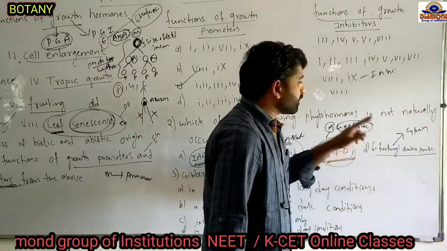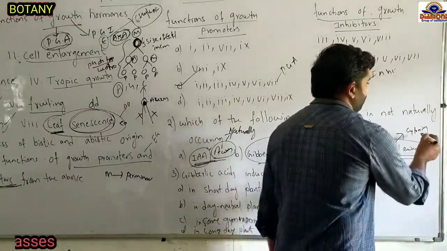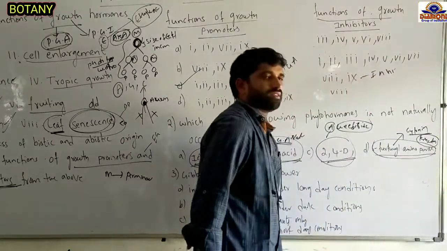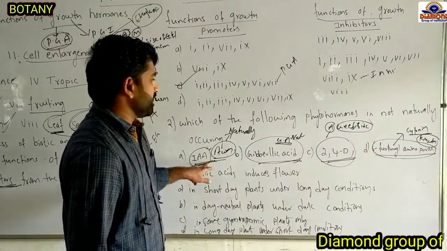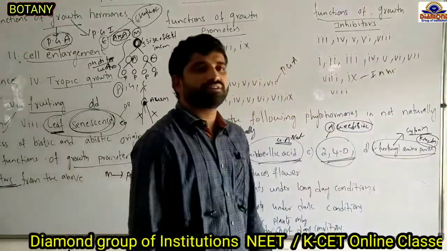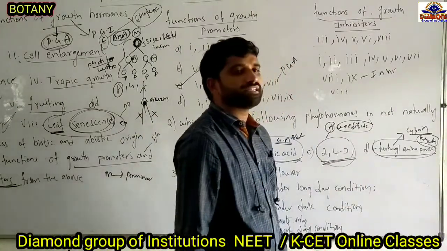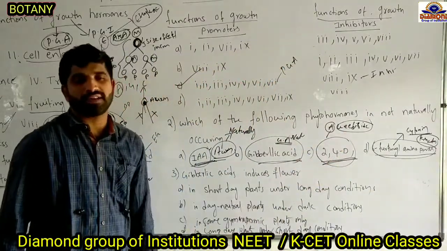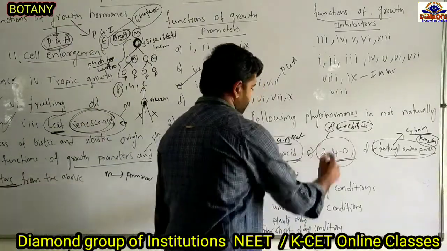And N6-furfuryl aminopurine is also a natural occurring phytohormone. It's called a cytokinin, kinetin. So out of the given options, IAA, gibberellic acids and N6-furfuryl aminopurine, kinetin, these three are available in a plant naturally. But 2,4-D is an artificial or synthetic phytohormone. It is synthesized artificially. It is used for killing dicot plants. Large leaf plants will be killed by adding 2,4-D. So the answer is C.